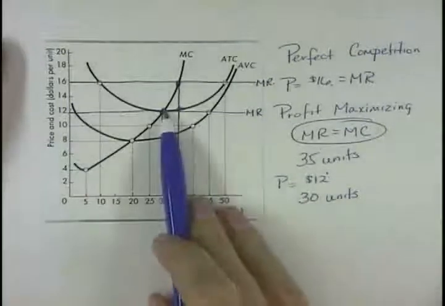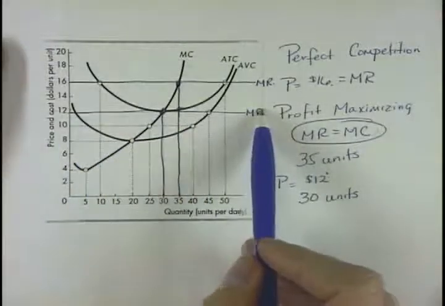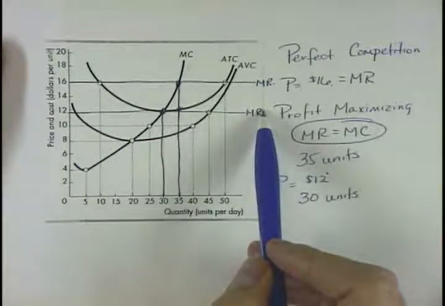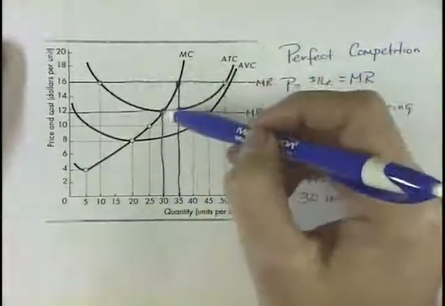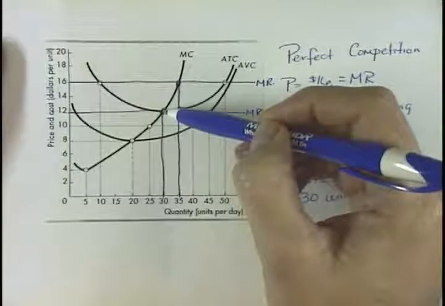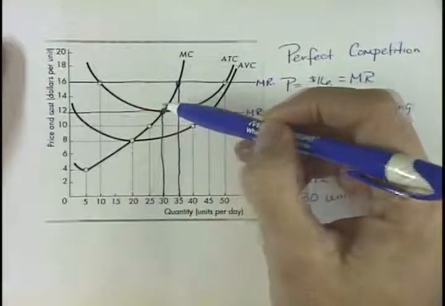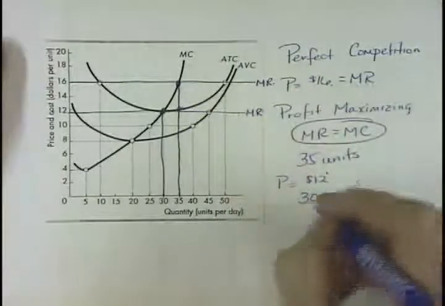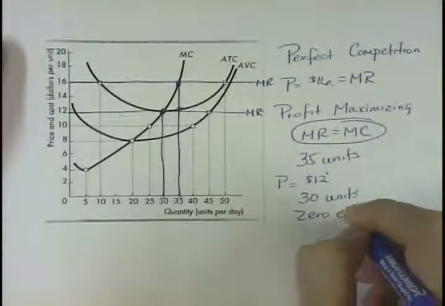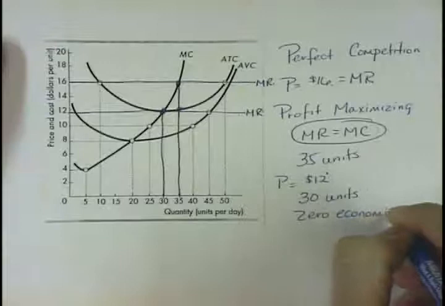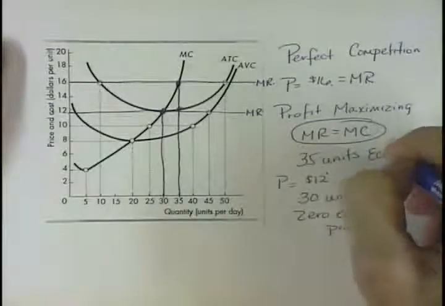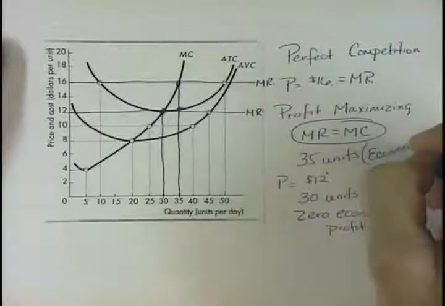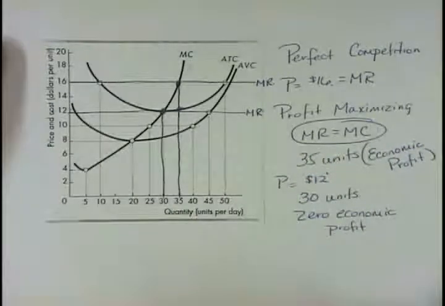Now at this point, how much do I get for every unit I sell? $12. And my average total cost curve tells me how much it costs me to produce each unit, and that's $12 as well. So at this point, at $12, we have zero economic profit. Up here we had economic profit with the 35 units when the price was $16. Here we have zero economic profit.